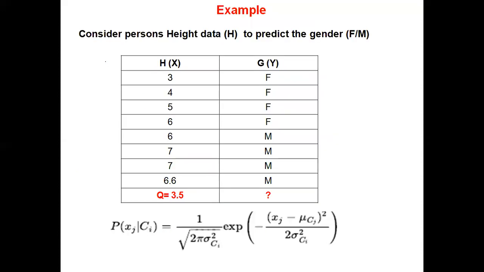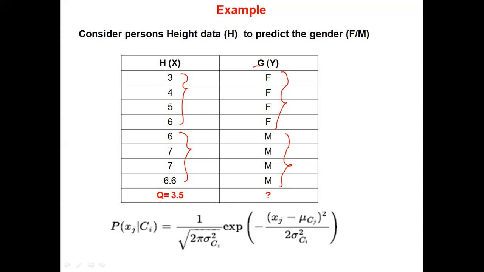For simplicity, consider this data of a person's height to predict the gender of that person. This is single-dimensional data, where a person is represented by height only, and using this height we want to predict the gender. There are a total of 8 records in the data set. For the heights 3, 4, 5, 6 my class label is female, and for the heights 6, 7, 7, 6.6 my class label is male. We can use this training data set to train the model, and then use the model to predict the class of new test data.